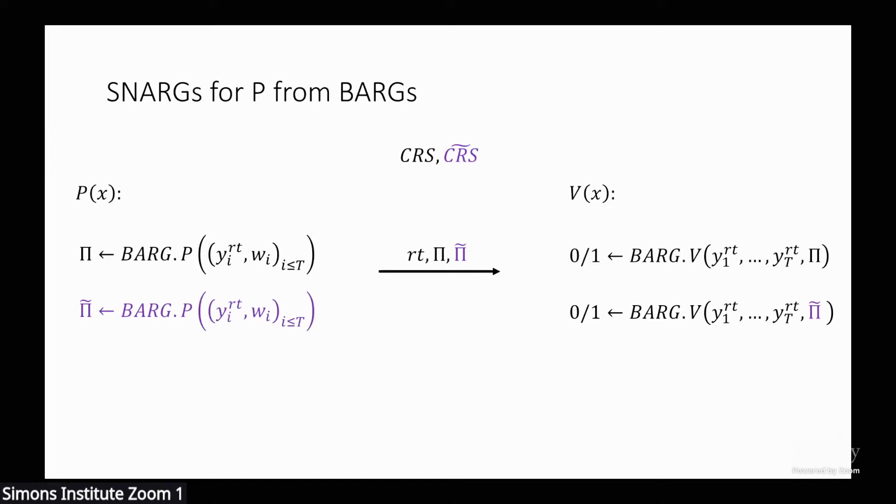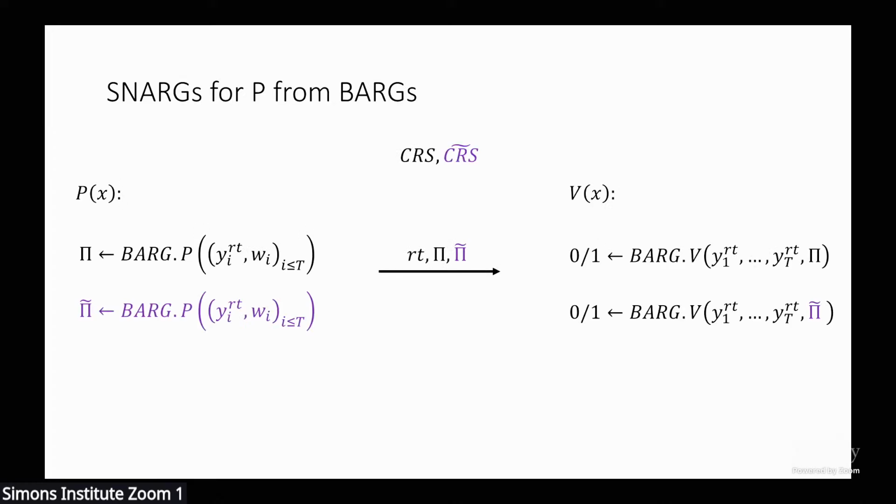So we're going to have two independent CRSs. We have two CRSs, CRS and CRS tilde, and we're going to have one root. For the same root, we're going to just prove all the statements twice. We're going to send two proofs, one under the first CRS, one under the other CRS. Intuitively, why is this a good idea? Because it allows us to program and extract from each one of these proofs independently. We'll see that this solves our problem.